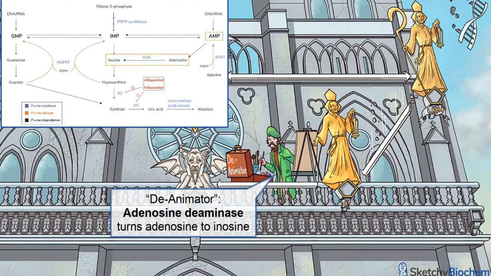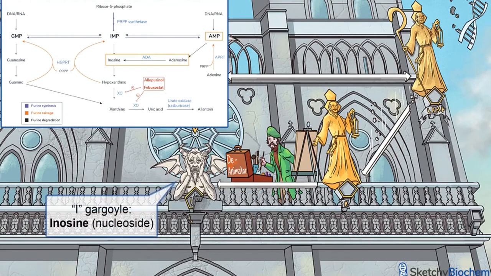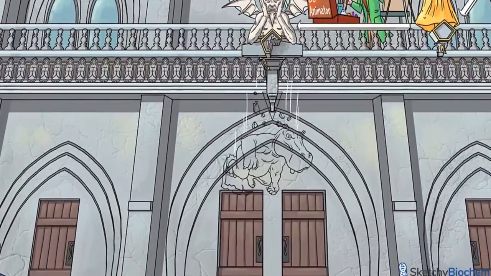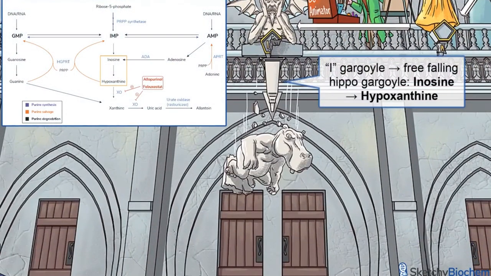Illustrated here is a D animator drawing a caricature of the lamp gold statue. He's adenosine deaminase. Adenosine deaminase deficiency causes severe combined immunodeficiency, or SCID. We'll talk about SCID in the next sketch. We've encountered the I gargoyle once again, I for inosine. In the next step, inosine loses the sugar group to make hypoxanthine, a free base.